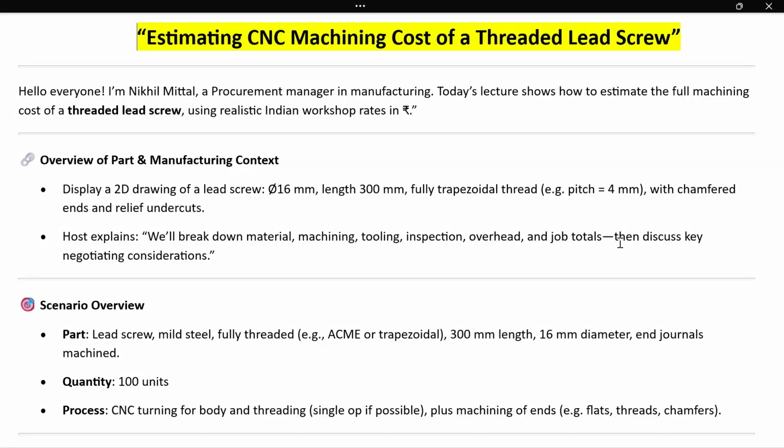In this example, we will break down the material cost, machining cost, tooling cost, inspection, and overhead costs, and then discuss the job from a negotiation perspective.